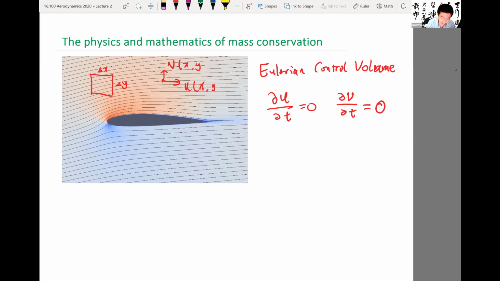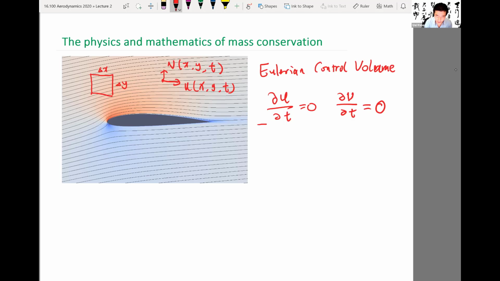So let me just make it more explicit and write it in the general case of u and v as a function of x and y and t. Saying that the partial derivatives are equal to 0 means that if you fix all the other variables and only change t, that rate of change is equal to 0. That means if I fix x, fix y, and only vary t, the rate of change as I vary t, fixing x and y, is equal to 0.